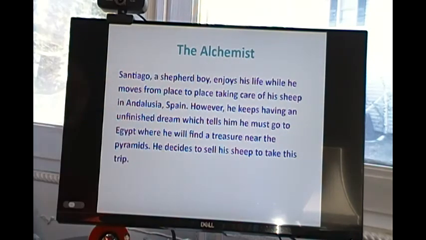If you have not read The Alchemist, Santiago is the main character. He's a shepherd boy. A shepherd is a person who takes care of sheep. And he enjoys his life while he moves from place to place, taking care of his sheep in Andalusia, Spain. However, he keeps having an unfinished dream which tells him he must go to Egypt, where he will find a treasure near the pyramids. He decides to sell his sheep to take this trip.